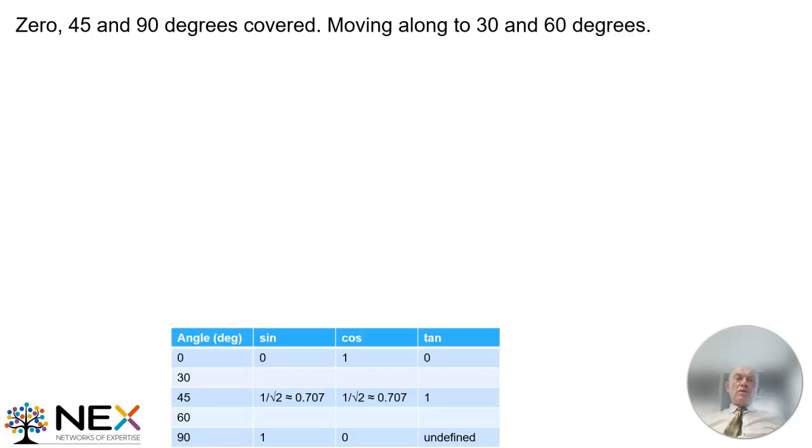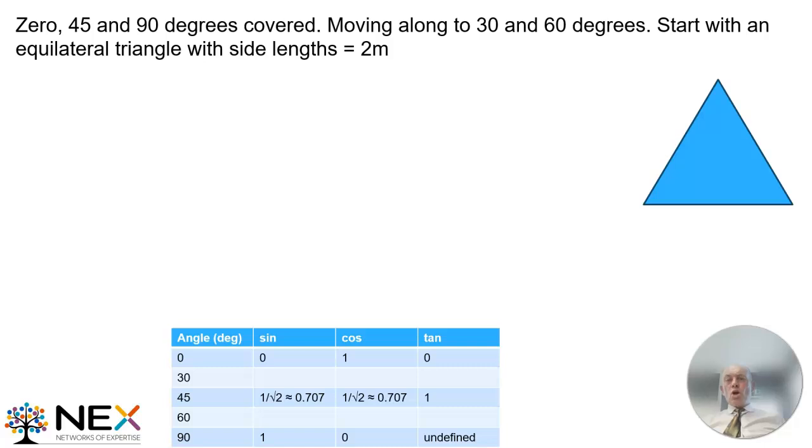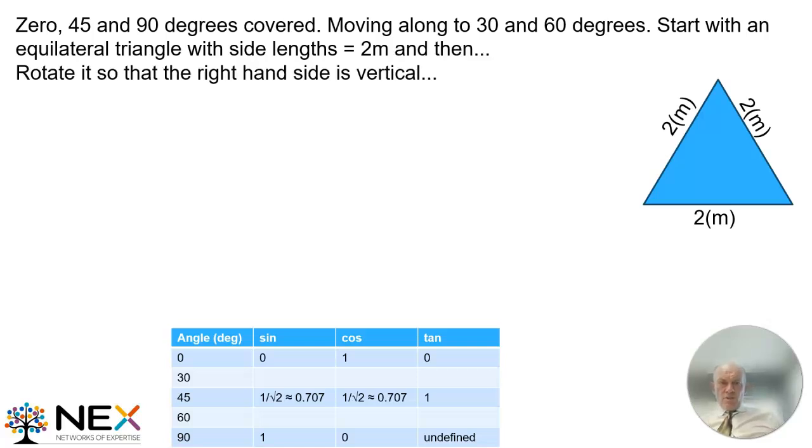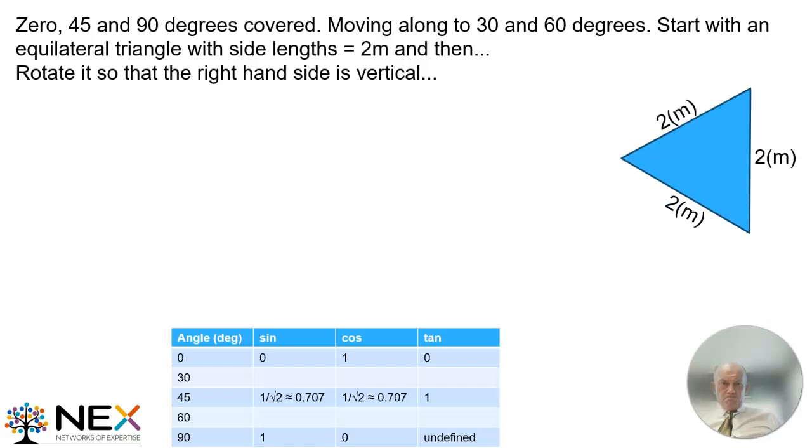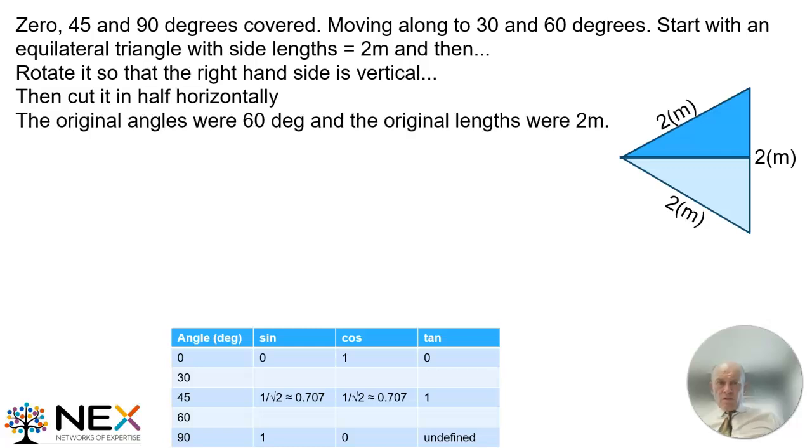Let's move along to 30 and 60. We'll start with an equilateral triangle. Side lengths 2 meters, centimeters, miles, kilometers, nanometers, furlongs, parsecs, whatever you wish. And then we can rotate it so the right hand side is vertical. And then we can cut it in half horizontally. What that will do is give us the sort of triangle we're looking for.